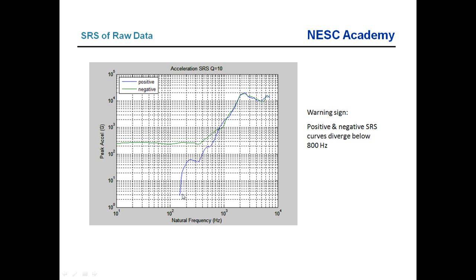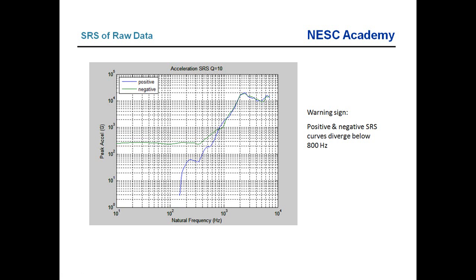Well, there are several warning signs here. One is we expect the slopes for each of the two curves to be somewhere between 6 dB per octave to 12 dB per octave, and that doesn't happen. Here we have almost just a flat plateau, and here we have a very high drop-off.